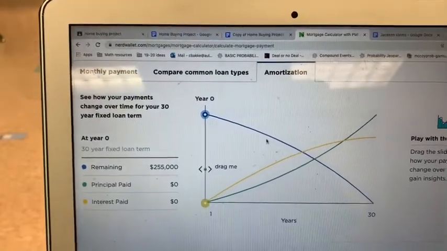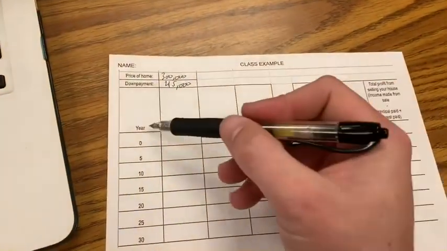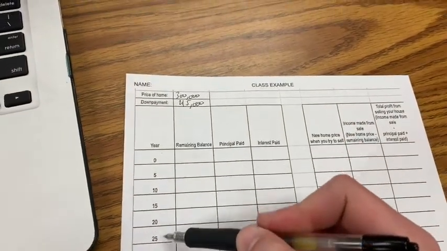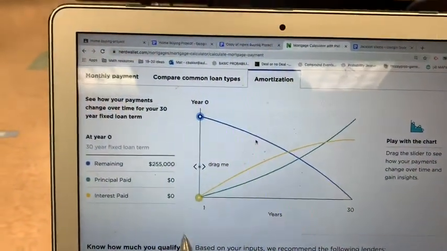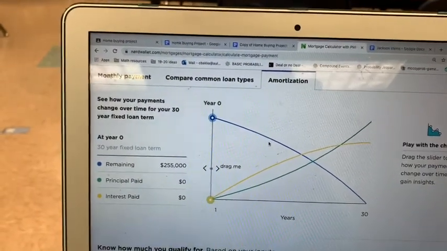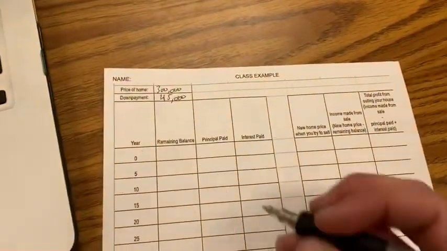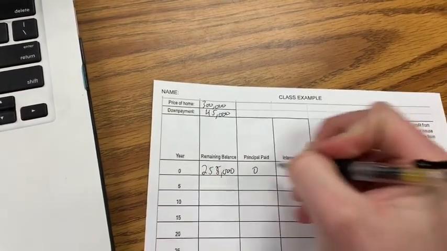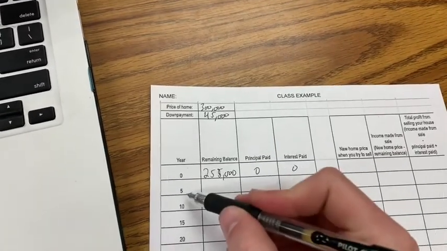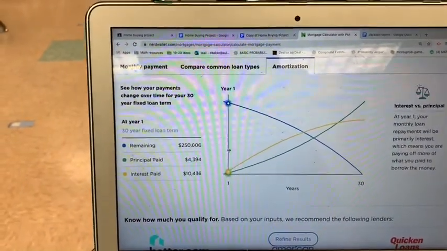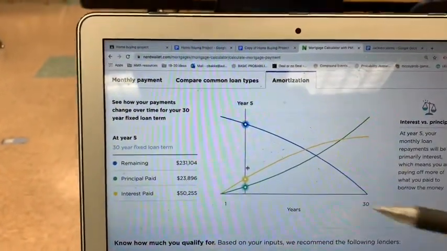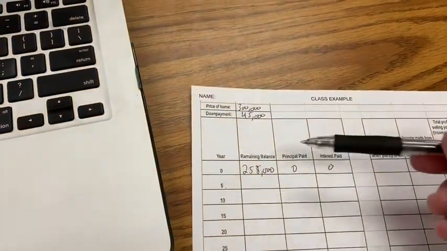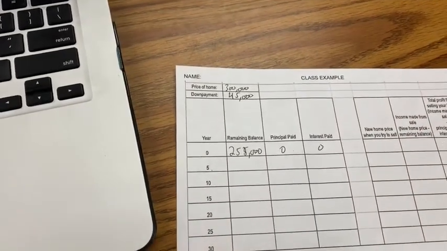And you're gonna wanna gather this data from 0 to 30 years, just every 5 years though. So at year 0, I still owe 255,000 with 0 principal and 0 interest. So over here, I'll write down those data points, 0, 0. And now I'll move the little drag thing to 5 years. So I'll go and drag it over to see what happens after 5 years. Now I'll go copy down this information at 5 years. You're gonna continue to do that for each of those intervals all the way down to 30.